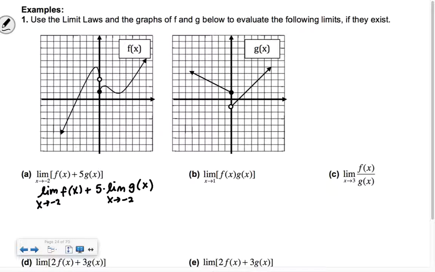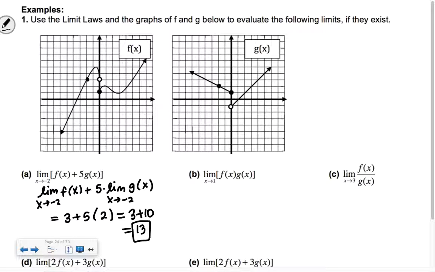All right, so anyway, if I have the limit as x goes to -2 of f of x, do we know what that is? What y value do I get closer and closer to? 3. And I have plus 5 times the limit as x goes to -2 of g of x. So now we look at the g of x graph. As I go towards -2, what do I get closer and closer to? 2. So I have 3 plus 10, which is a total of 13. Do we understand that? Good.